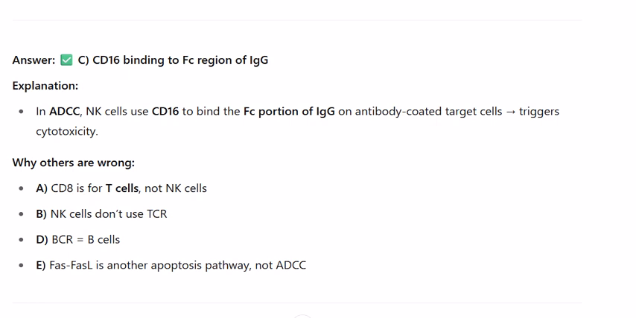Explanation. In ADCC, NK cells use CD16 to bind the Fc portion of IgG on antibody-coated target cells, which triggers cytotoxicity. Why others are wrong. A. CD8 is for T cells, not NK cells. B. NK cells don't use TCR. D. BCR equals B cells. E. Fas is another apoptosis pathway, not ADCC.